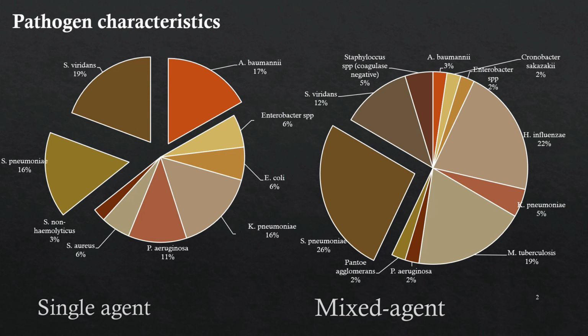In the results, we got 202 isolates, 181 of them with antimicrobial susceptibility data. Among single agents causing CAP, Streptococcus viridans for gram-positive bacteria and Acinetobacter baumannii for gram-negative bacteria are the predominant pathogens, roughly 19% and 70% respectively. However, overall, Streptococcus pneumoniae was the most prevalent pathogen causing CAP, at 18%.